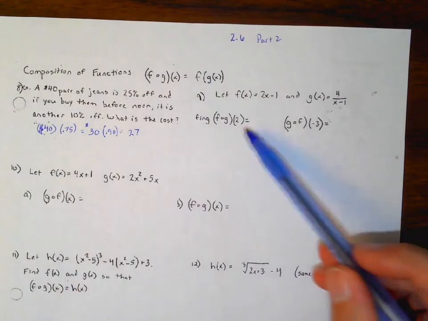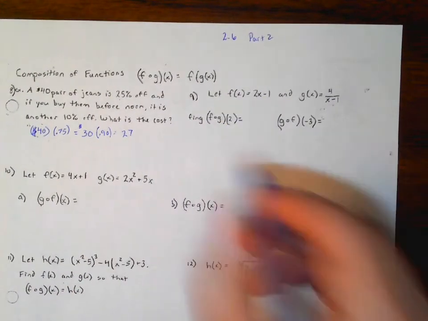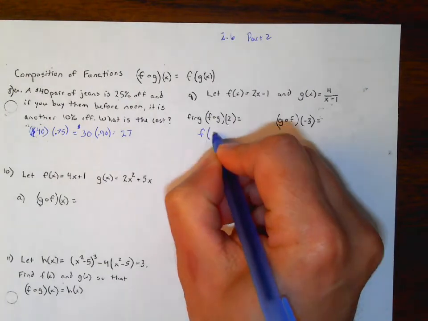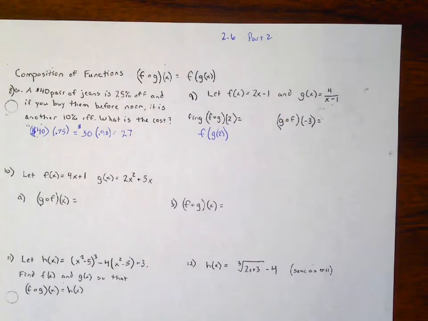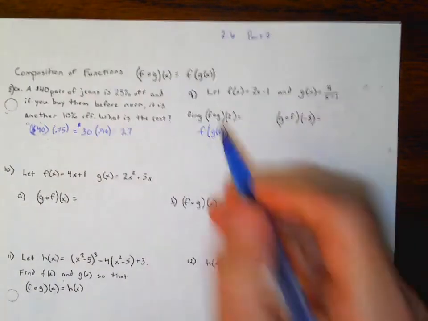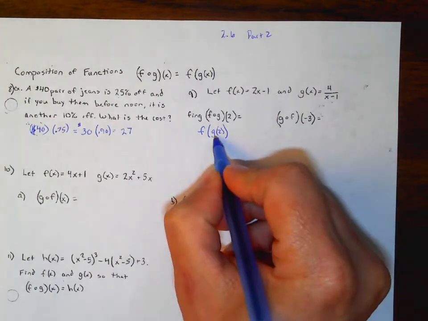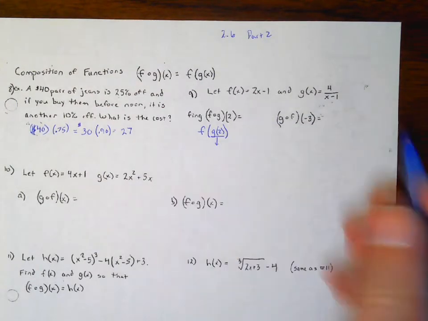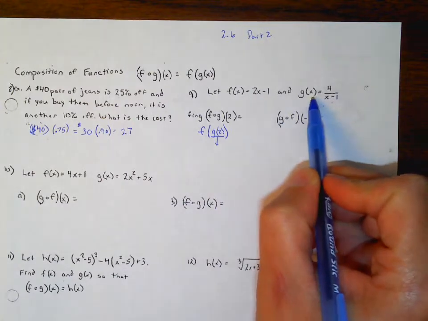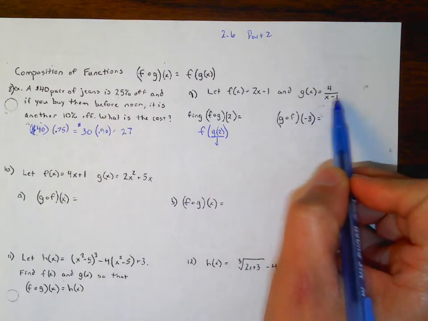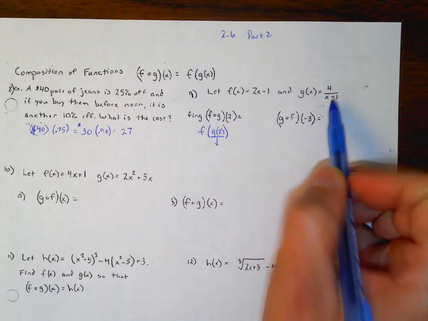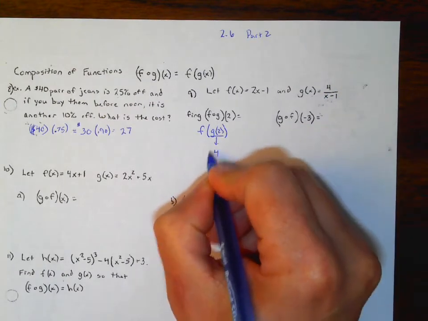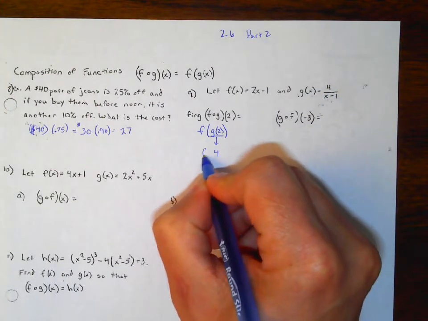Okay, so for example, f of g of 2. I like writing it f of g of 2 like this. So what we're going to do to work this out is work from the inside out. First thing we're going to do is find g of 2. Okay, g of 2, you take your g function and then plug in the 2. So 2 minus 1 is 1. So we have 4 over 1, which is 4. So g of 2 is 4.